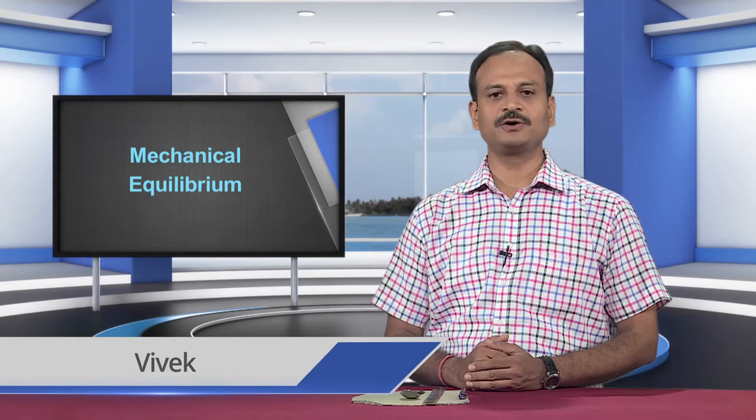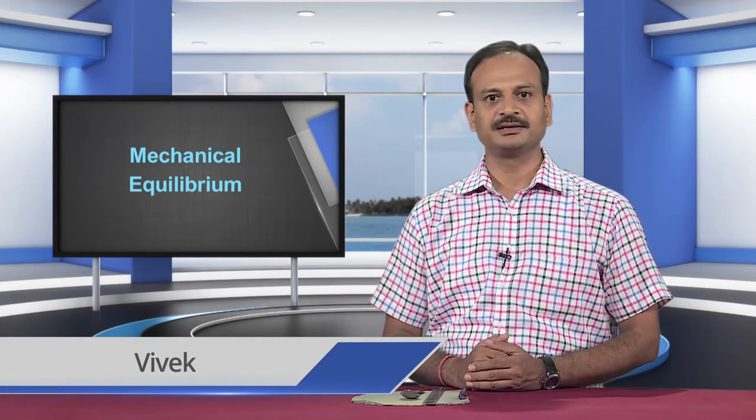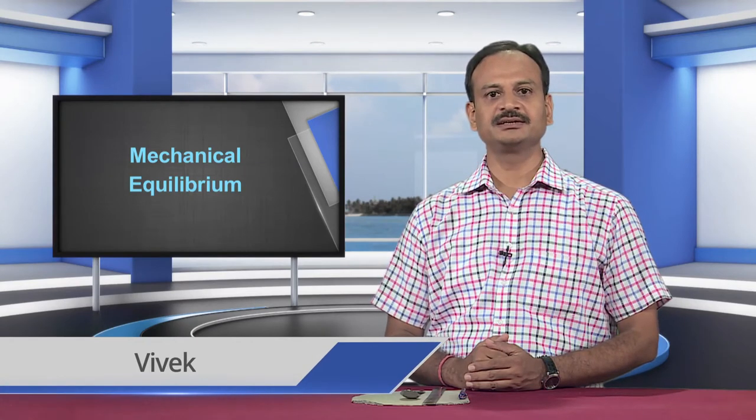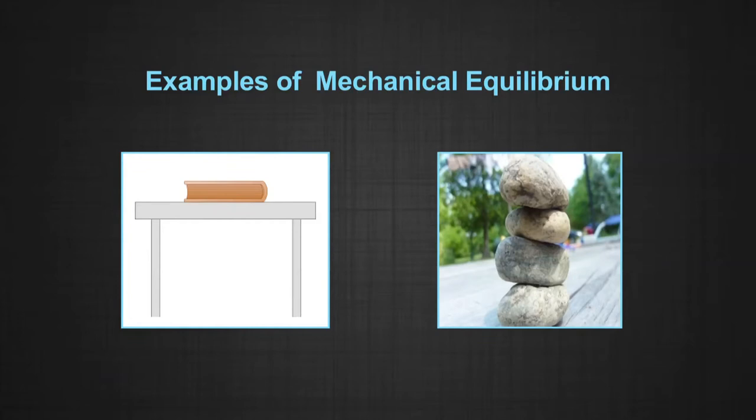Mechanical equilibrium, in simple words, is a state of physical balance. In this module, we will study the conditions under which a rigid body is in equilibrium. Look at this picture of a book on a tabletop and small rocks placed one over the other, precariously balanced. These are common examples of mechanical equilibrium.